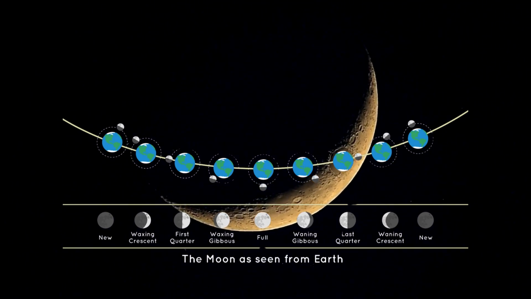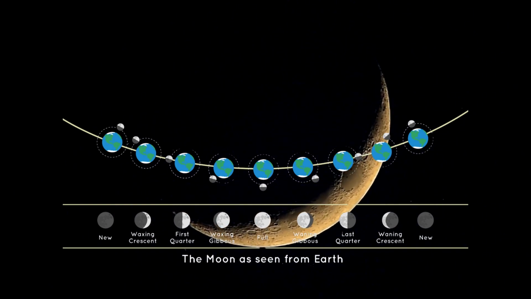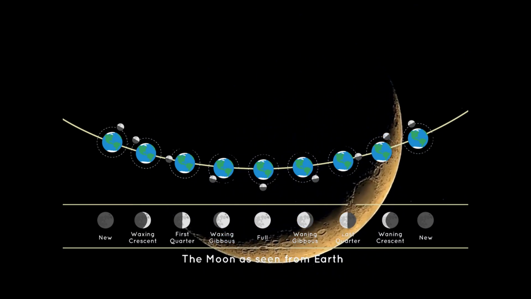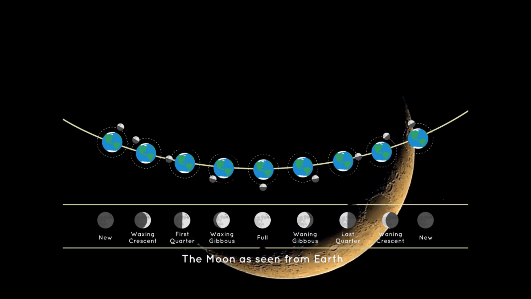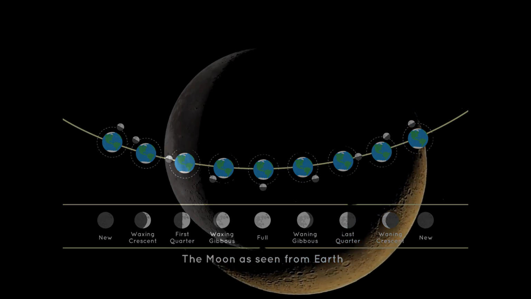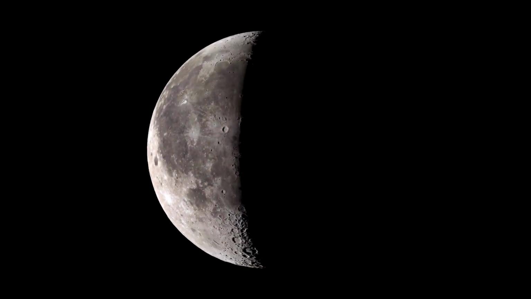The 8 phases of the moon in order are the new moon, the waxing crescent, the first quarter, the waxing gibbous, the full moon, the waning gibbous, the last quarter, and the waning crescent. The full moon occurs 2 weeks after the new moon phase.